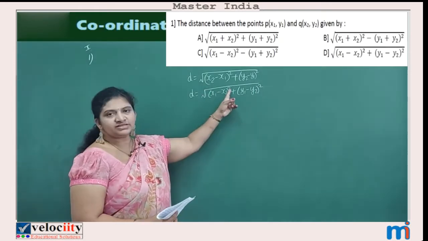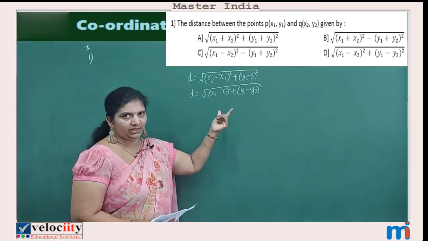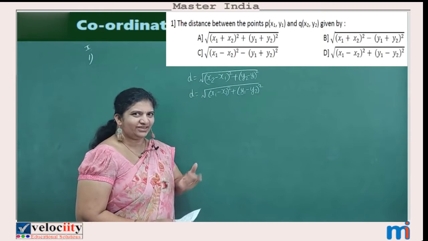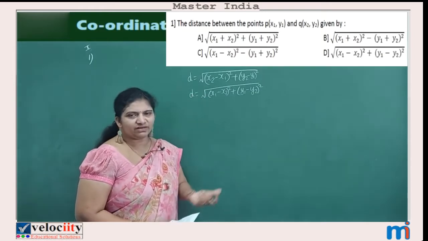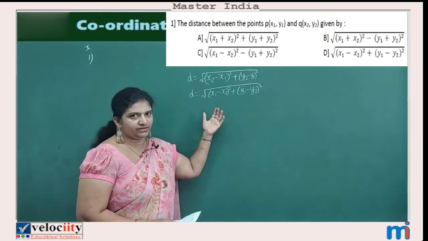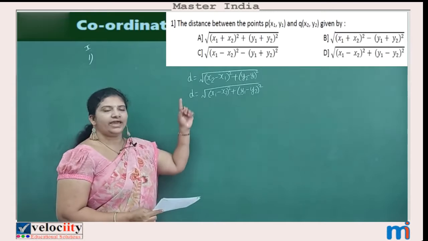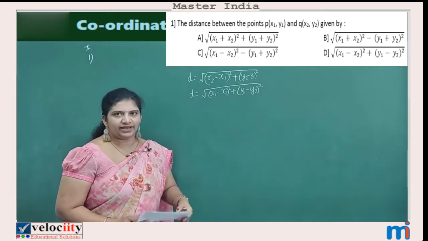If you do x2 minus x1 and suppose you get a negative value, the whole square will be positive. If it is a positive value, the whole square will be positive. There is no difference in both the formulas. So you can expect any of the two formulas.